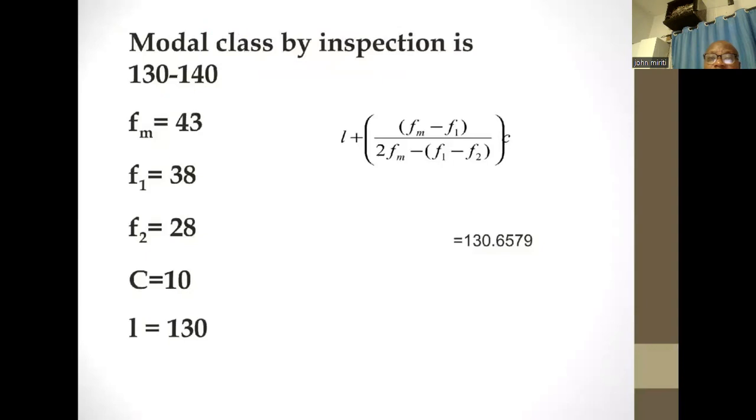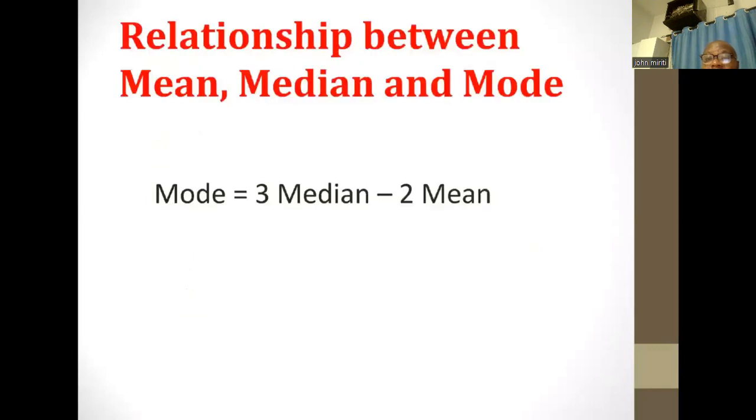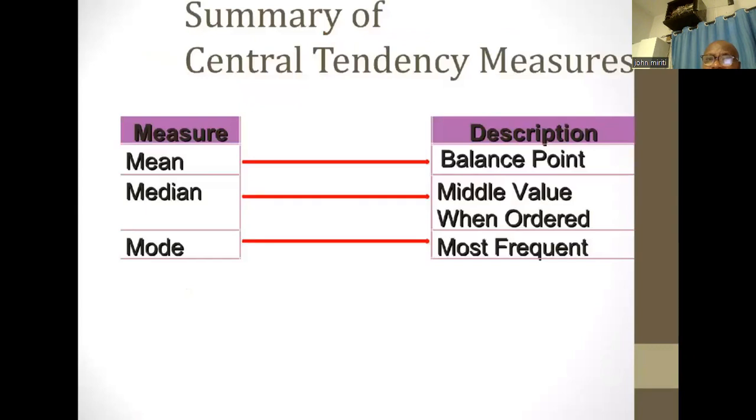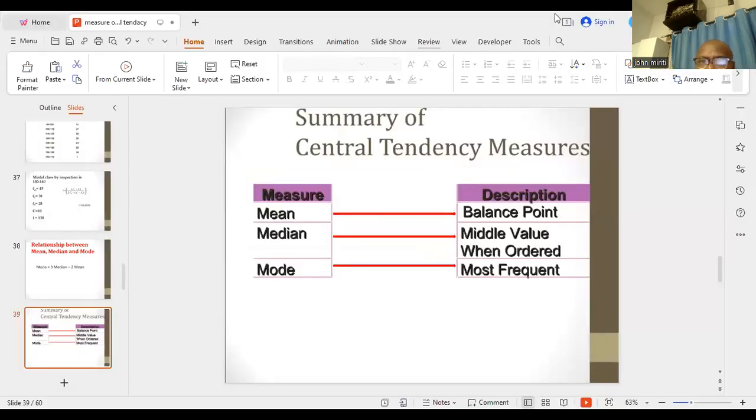So the key thing here is that you should be able to master the formula. You should be able to arrange your data, and then you will be able to understand those. The relationship between mean, median, and mode is that mode is equal to 3 median minus 2 mean. The summary of central tendency measures is that the mean is the balance point, the median is the middle value of an ordered set, and the mode is the most frequent. I think that is the end of today's topic about the most common, that is the mode. You have seen the formulas. Thank you very much.